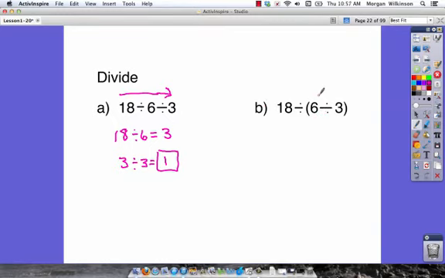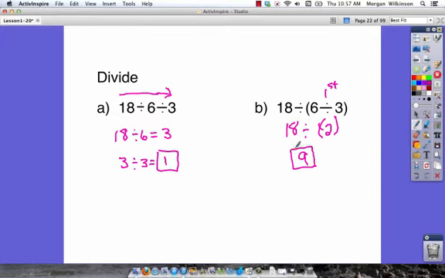Now the next one is 18 divided by (6 divided by 3). We've got parentheses, so we have to do this part first. We always do everything in parentheses first. 6 divided by 3, that's 2. And then we have 18 divided by 2. 18 divided by 2, 18 cut in half, that must be equal to 9.